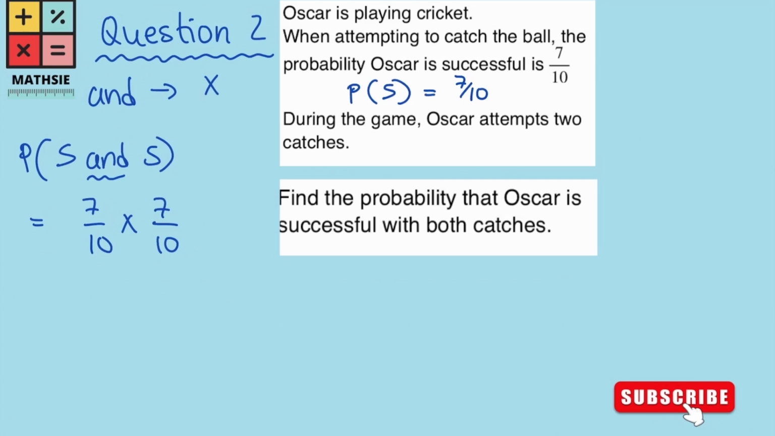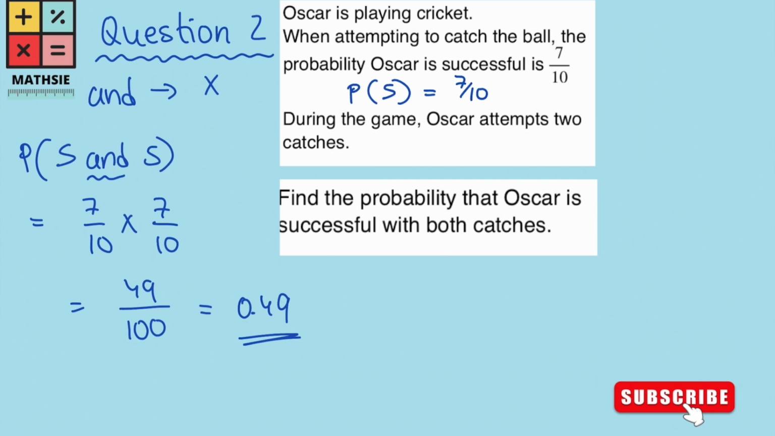So I know that the probability of 2 successes, so the 2 successful catches, is 7 over 10 times 7 over 10. Why do we multiply them? Again, because we need both things to happen. Because we have the word "and", which means multiply. So 7 times 7 is 49 over 10 times 10 is 100. So I have 49 over 100, or I can express this as 0.49. And that's it. This is the probability that Oscar is successful with both catches.